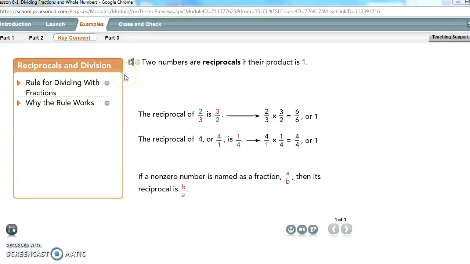We're going to go ahead and start 6-1. And I relate this chapter to SpongeBob because a reciprocal is very similar to SpongeBob flipping a Krabby Patty. Two numbers are reciprocals if their product is 1.